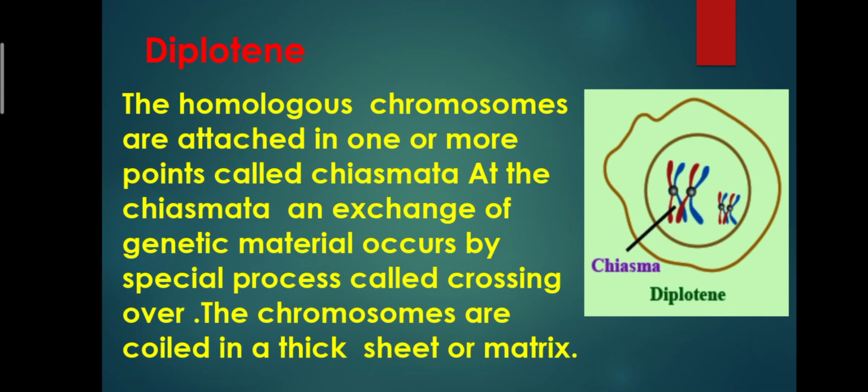Diplotene. The homologous chromosomes are attached at one or more points called chiasmata. At the chiasmata, an exchange of genetic material occurs by a special process called crossing over. The chromosomes are coiled in a thick sheath of matrix.